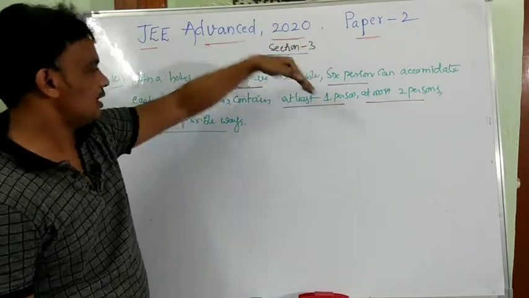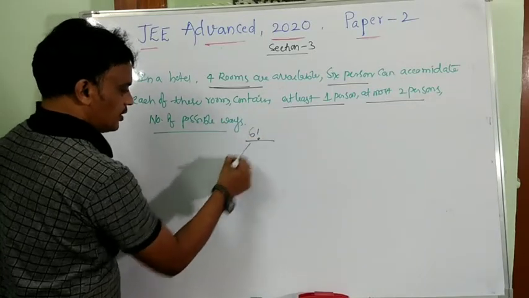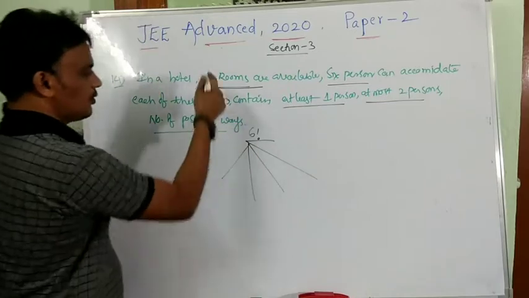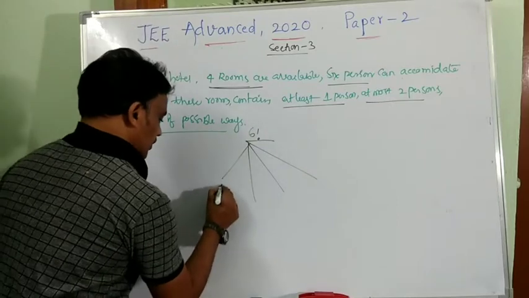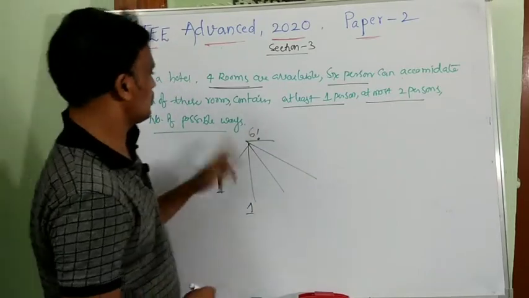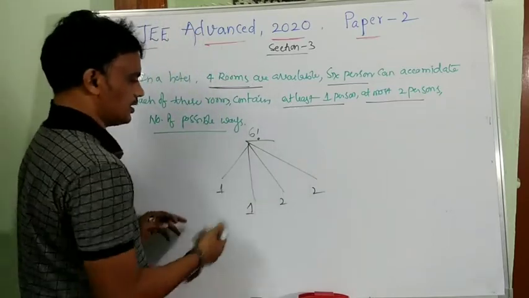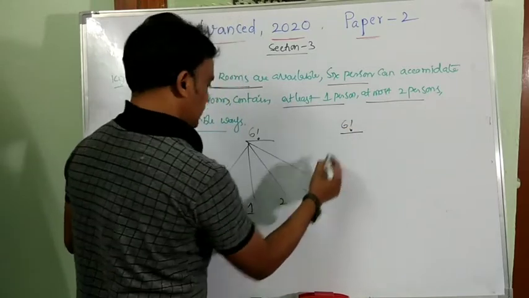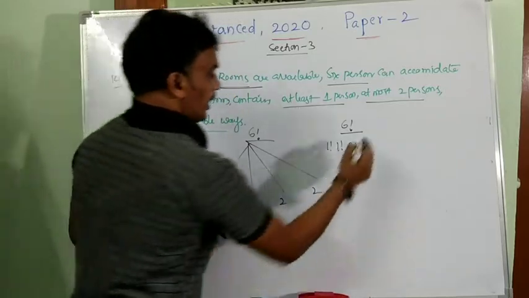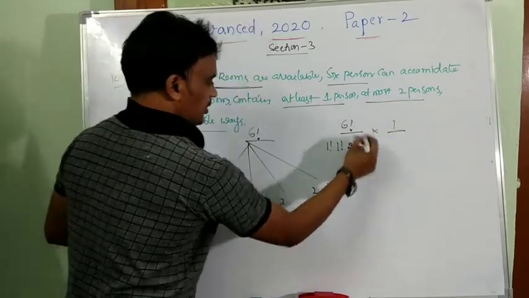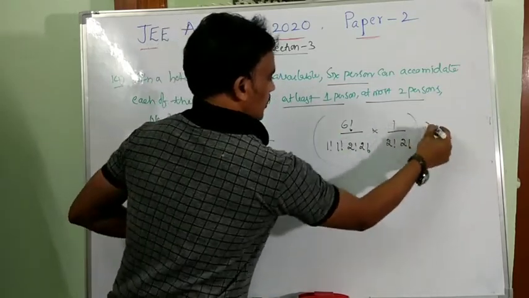The number of ways to distribute the persons into the rooms is 6 factorial by... Actually there will be totally 4 chances for 4 rooms. What are the chances? Minimum 1, maximum 2. Is it right or not? So I can write 6 factorial by 1 factorial into 1 factorial into 2 factorial into 2 factorial, and the arrangement is repeated 2 times, 2 factorial into 2 factorial, for 4 persons.